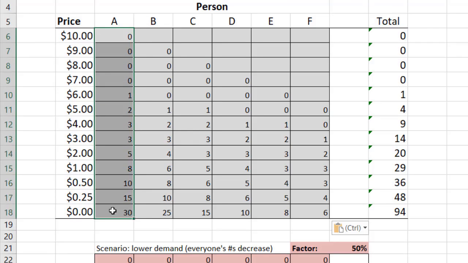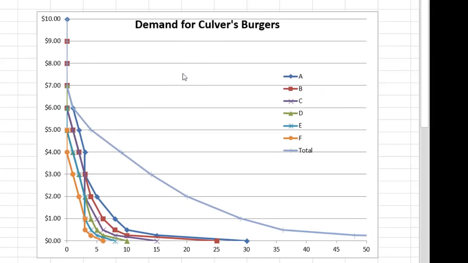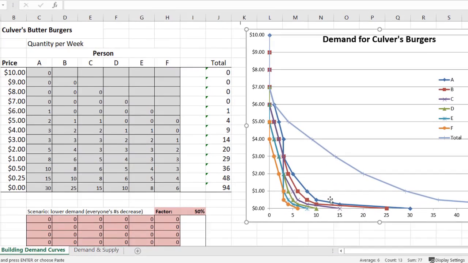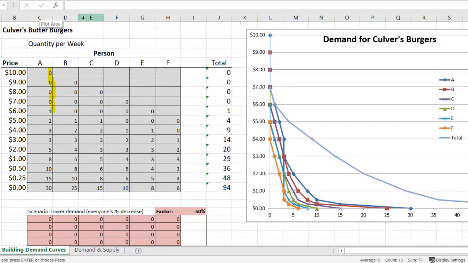That would be person A's demand schedule or demand curve, and we're graphing that over here. You can see that's the dark blue with the diamonds. Person A's demand schedule is this data right here, and the graph of person A's demand curve is this individual blue line right here. Person B then would be the red line over here.